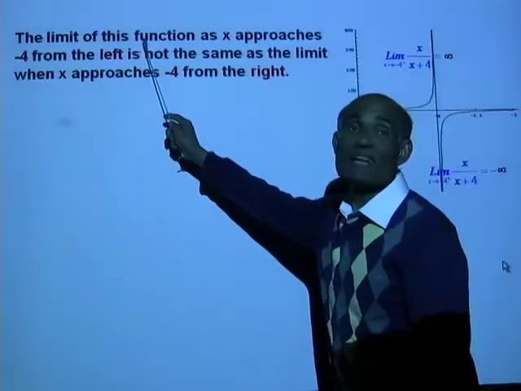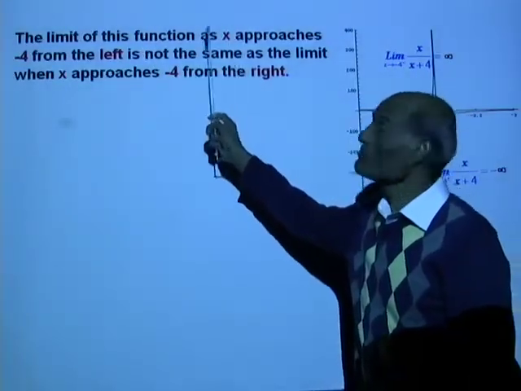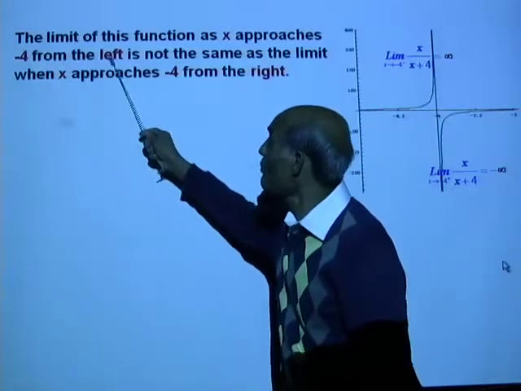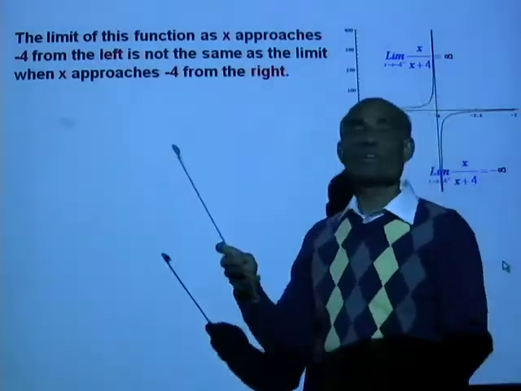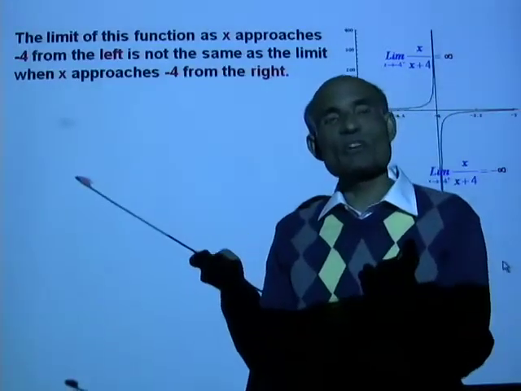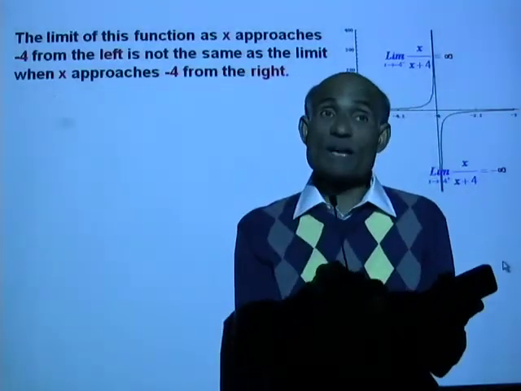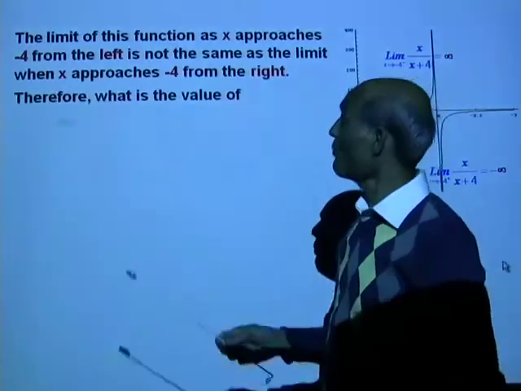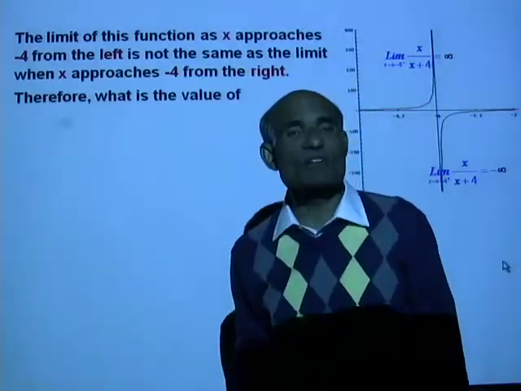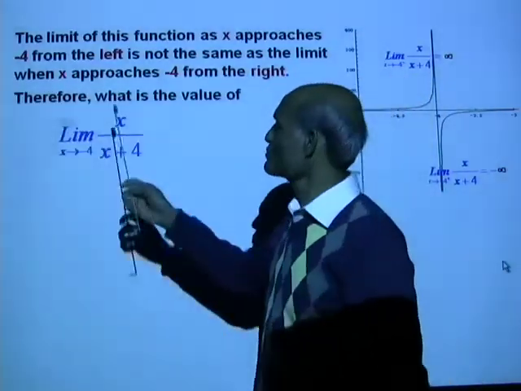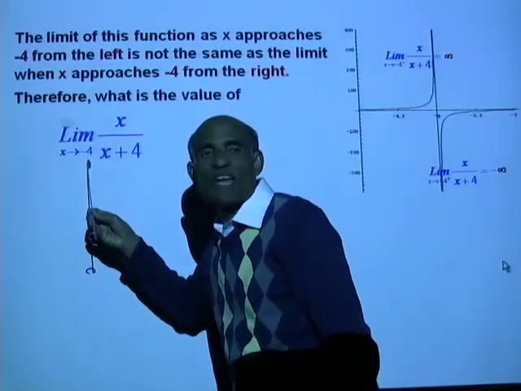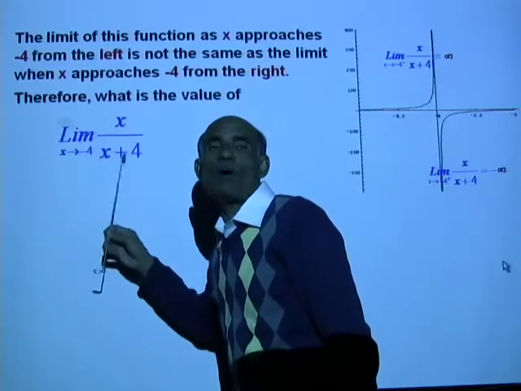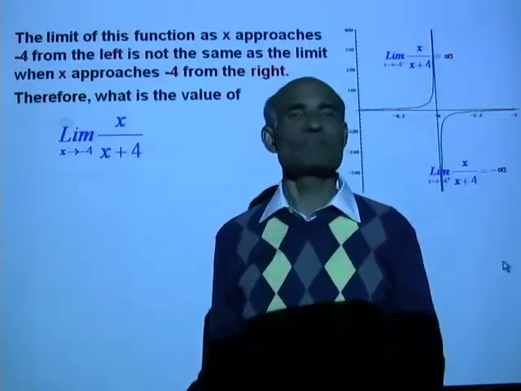So the limit of this function as x approaches -4 from the left is not the same as the limit of this function when x approaches -4 from the right. Now therefore, if somebody asks you this question, what is the value of the limit as x approaches -4 of x over x plus 4?